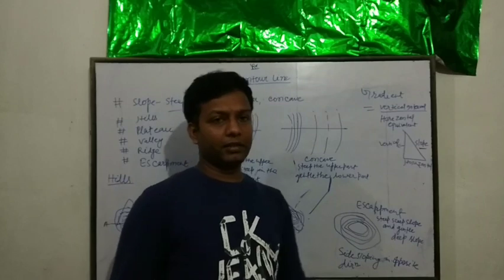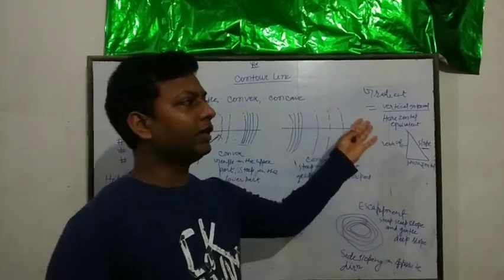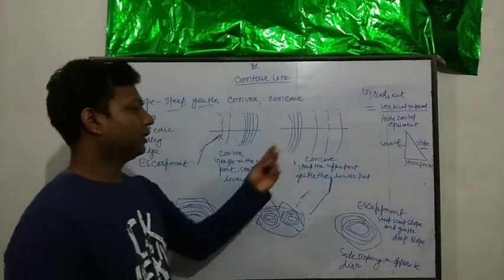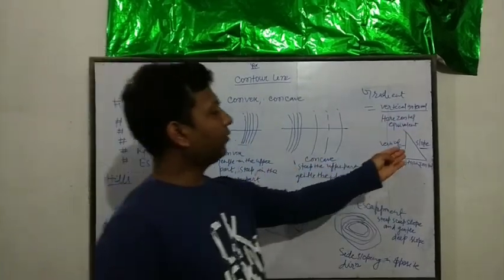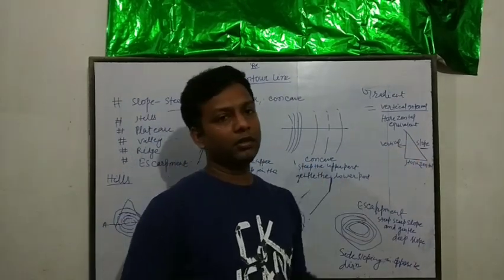What is gradient? Gradient means the ratio between the vertical interval and the horizontal equivalent, and we can find the slope like that, by the vertical and horizontal ratio.